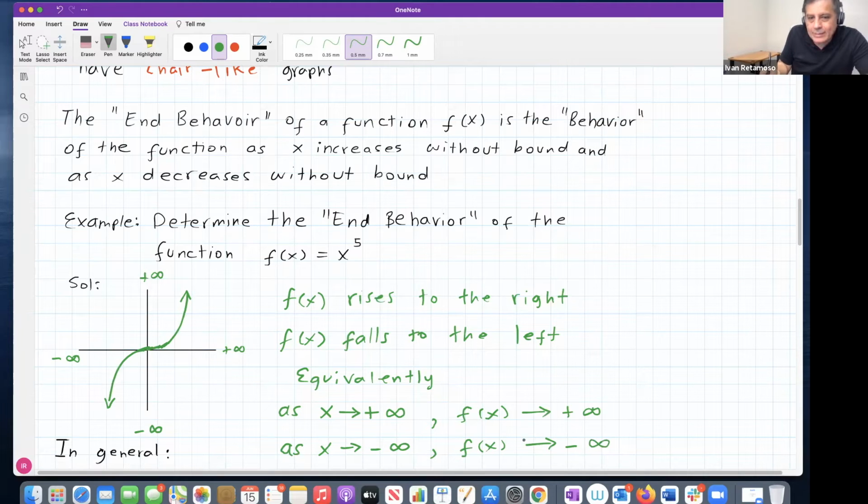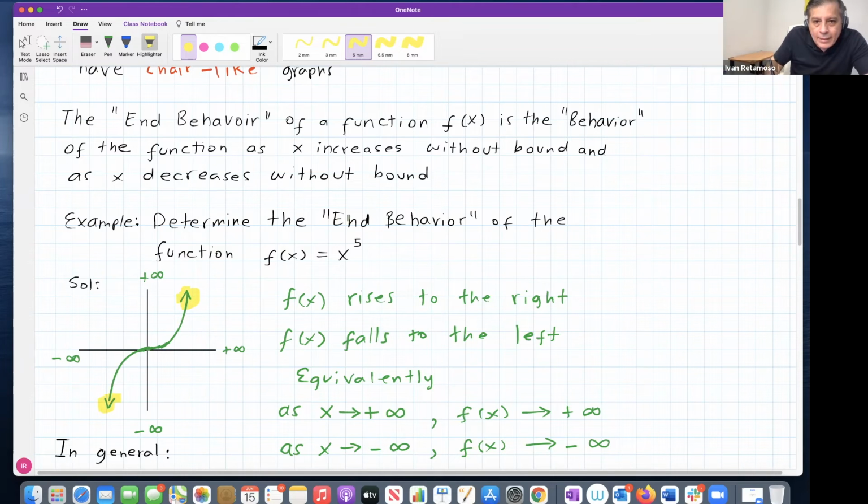And this is what mathematicians call the arrow notation. The arrow notation is this. See these arrows? I hope this is clear. And the end behavior is just where these output values are going here and here. This is what determines the end behavior.